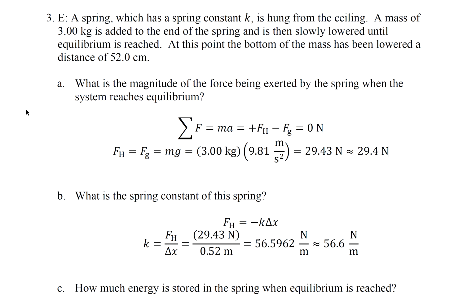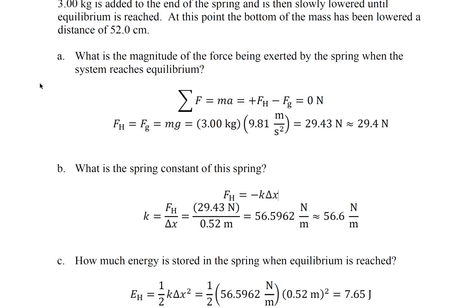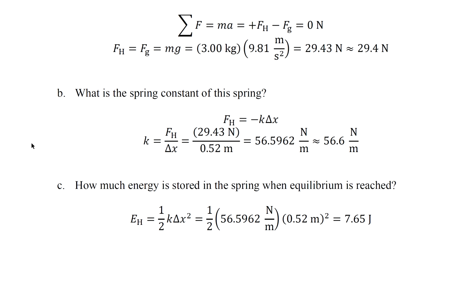Part B. What is the spring constant of the spring? F is equal to K delta X. Don't worry about the negative sign because we know that K is always going to be positive. So plug in the values, we get about 56.6 newtons per meter. Part C. How much energy is stored in the spring when equilibrium is reached? Energy is 1/2 K delta X squared. 7.65 joules.